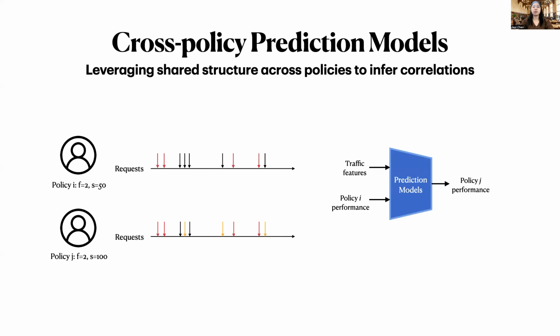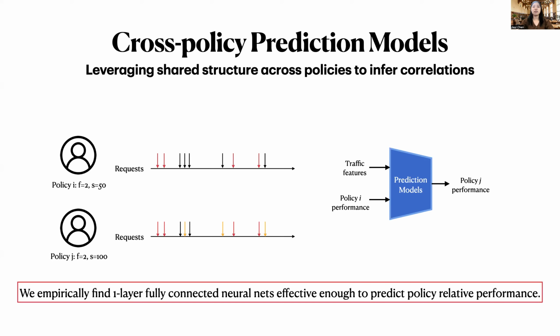The prediction models use traffic features and the performance of one policy to predict the performance of another. We empirically find single-layer fully connected neural networks are effective enough to predict policy relative performance.